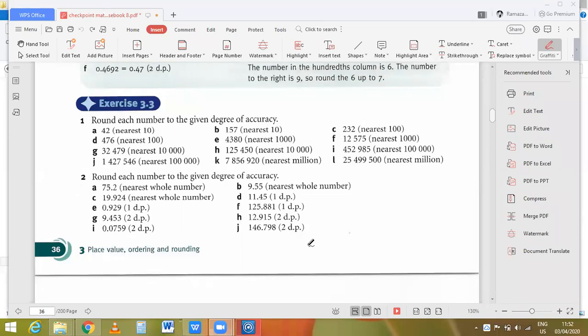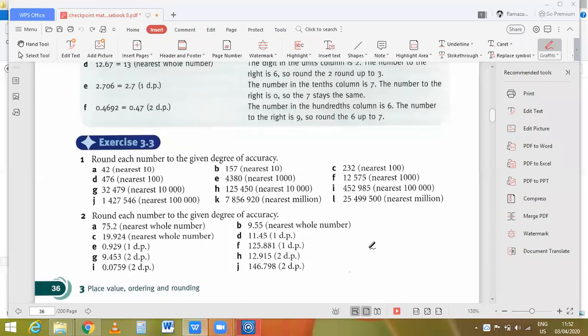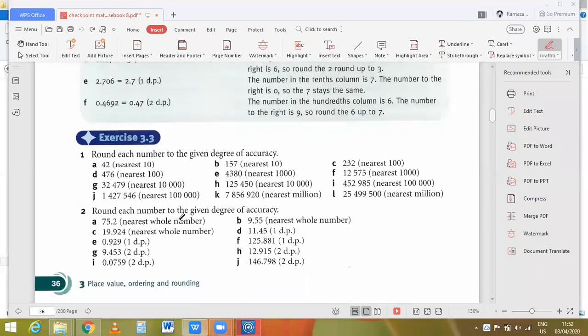Okay, let's remember what we did yesterday and what rounding means. You can go up or down. We solved just a few questions yesterday, and let's solve some of them. I will choose just three questions from number one, and then we will continue with number two.